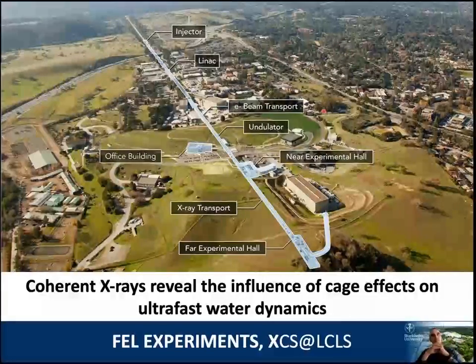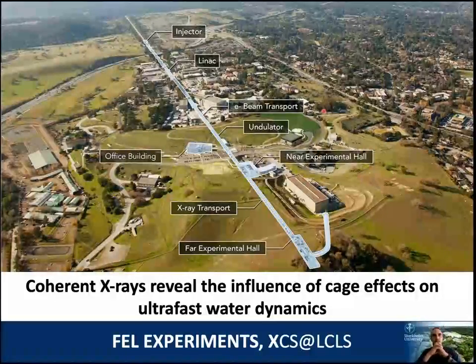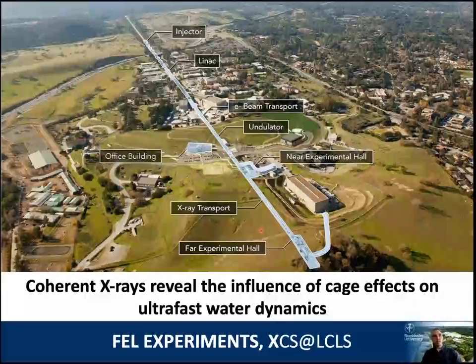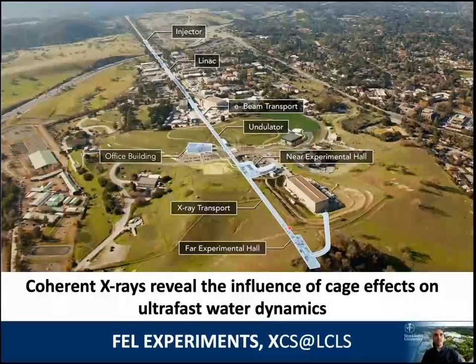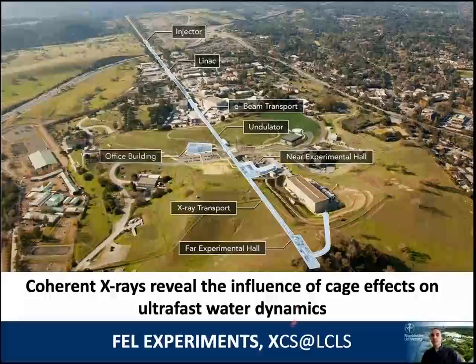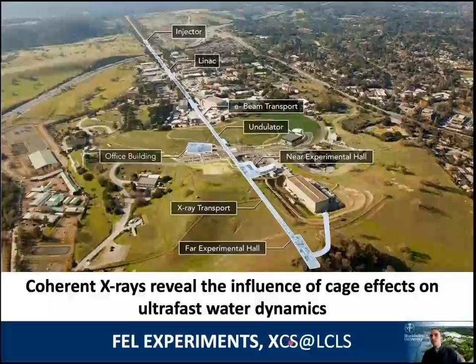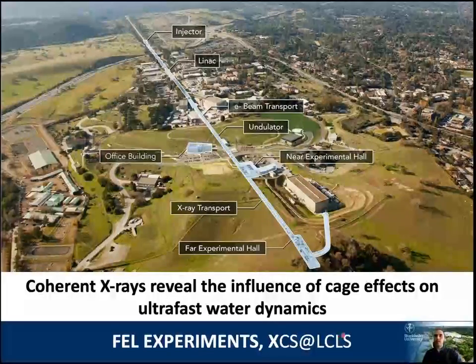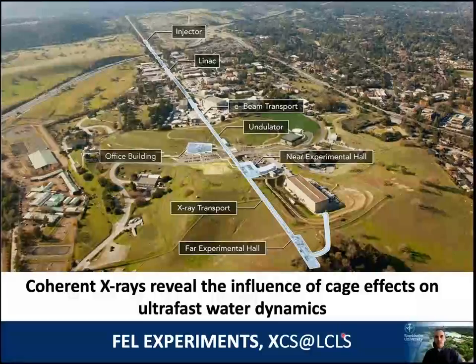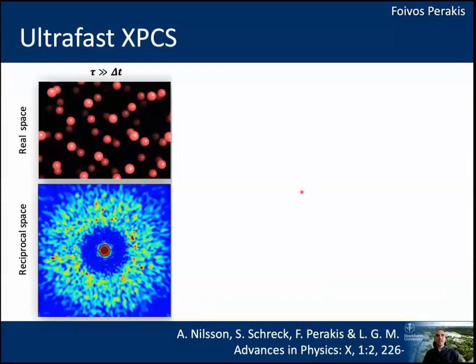So we went to LCLS, and some of you are familiar with this, the Linac Coherent Light Source at SLAC in California. And we attempted to measure the dynamics using this approach at the XCS station, the X-ray Correlation Spectroscopy station at LCLS. So let me explain a little bit the concept of the experiment. The idea is like this. We want to do an ultrafast XPCS, so X-ray photon correlation spectroscopy.